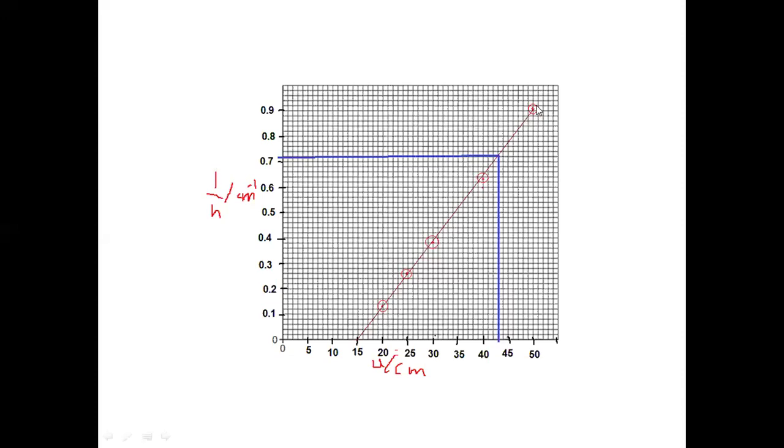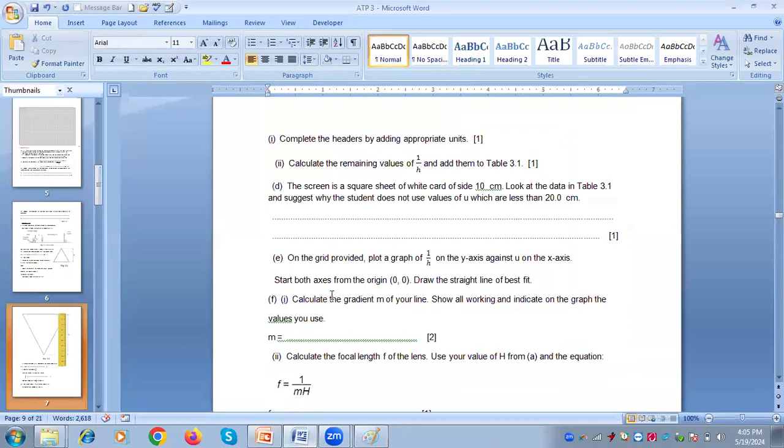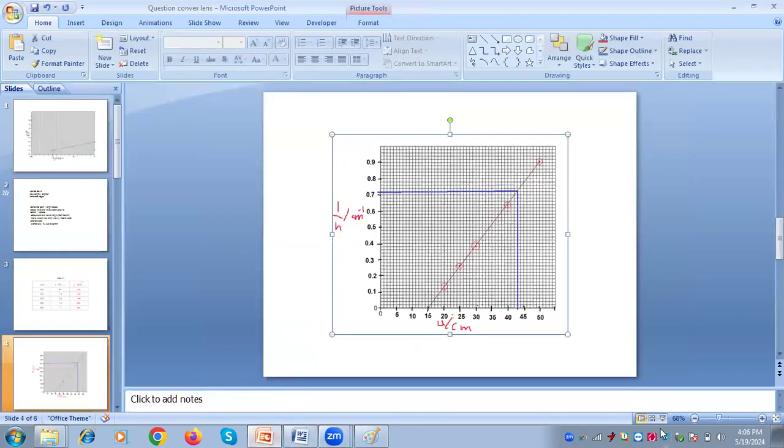Okay, then we have formed a straight line. Let us see what is the next instruction. Calculate the gradient of the graph, and show all the working and indicate on the graph. So it means you have to show how you have taken the gradient. It is very necessary. Don't just simply take the values without writing down which values you have taken, and you have to locate them on the graph. You have to show how you have worked out your gradient. That is why it carries 2 marks here.